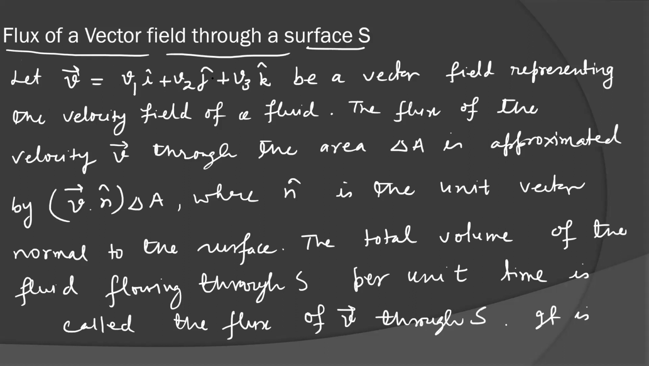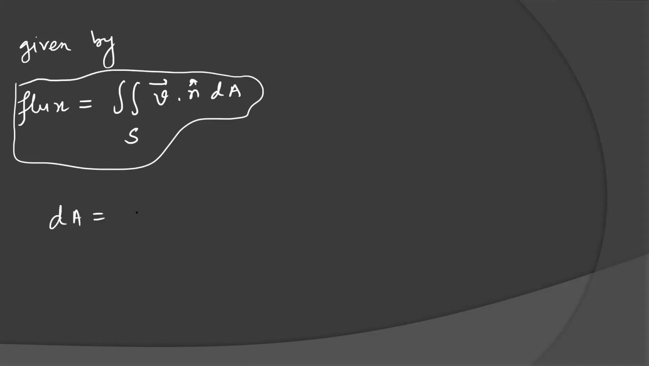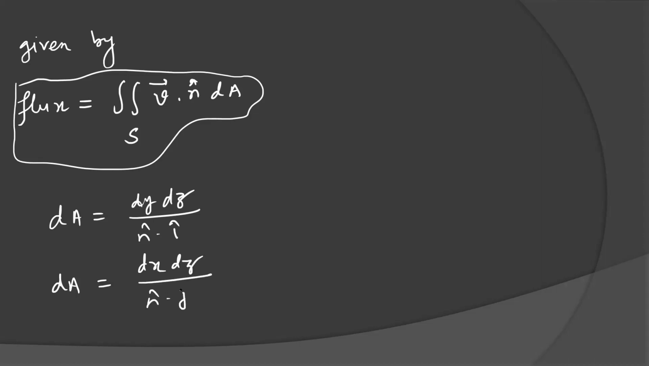So what is your flux? Flux is the rate per unit time of the volume of the fluid. The total volume of the fluid flowing through surfaces per unit time is called the flux of vector field V through surface S. And the expression is given by this surface integral, where dA you know very well is equal to dy dz over n dot i, or dA is equal to dx dz over n dot j, or dA is equal to dx dy over n dot k. It depends in which plane you want to take the projection.